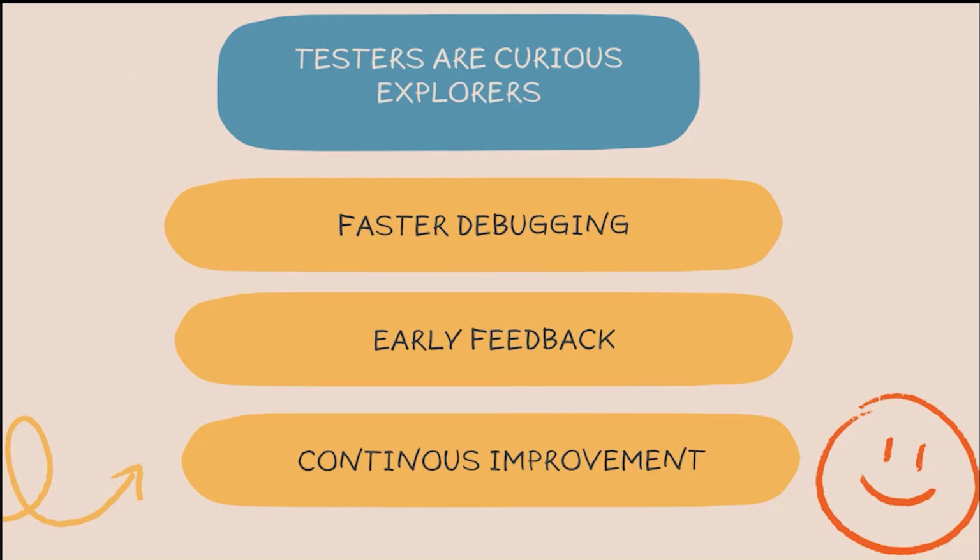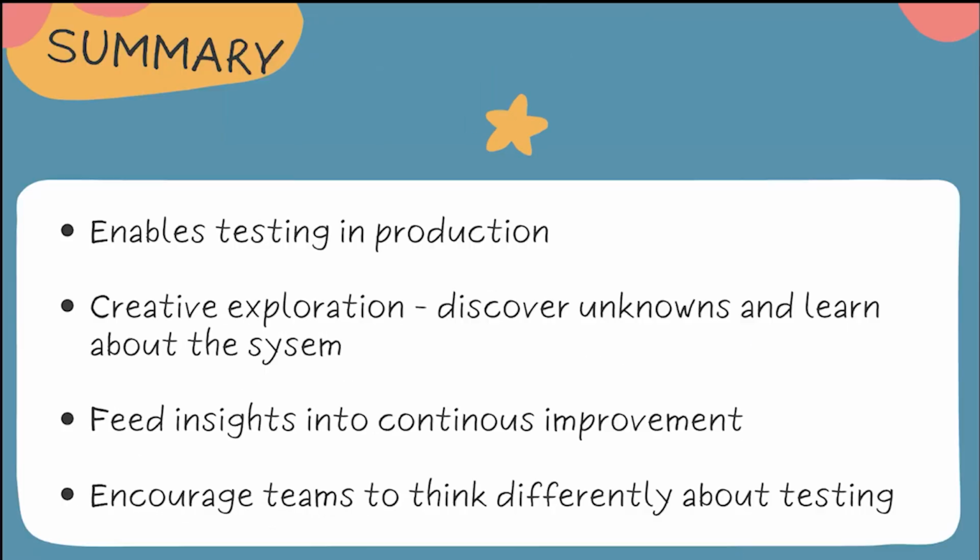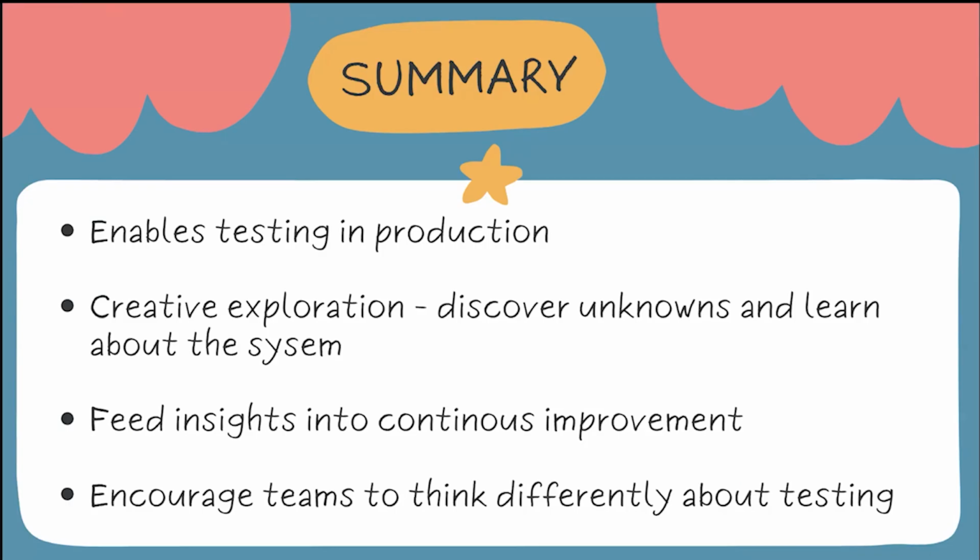When you have access to data through observability, it helps you with faster debugging. It also helps in early feedback, and in continuous improvements. To summarize, it also enables testing in production. It's not just about shifting to the left, but also shifting to the right as well, because you can see what's happening.